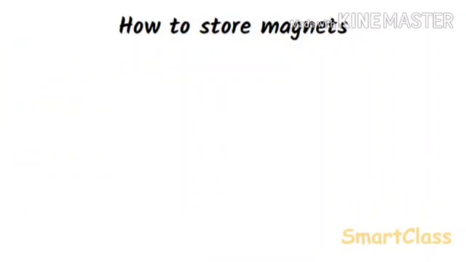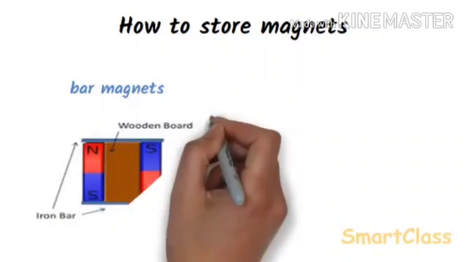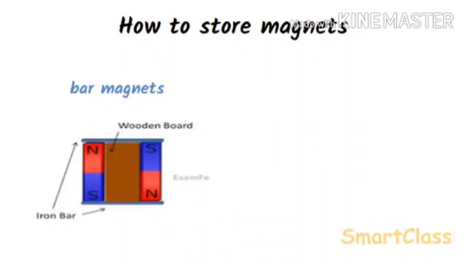How to store a magnet properly? To prevent loss of magnetism, the magnet should be stored properly when not in use. Bar magnets should be stored in pairs separated by a piece of wood, with their unlike poles on the same side, and bars of soft iron are kept across their ends.